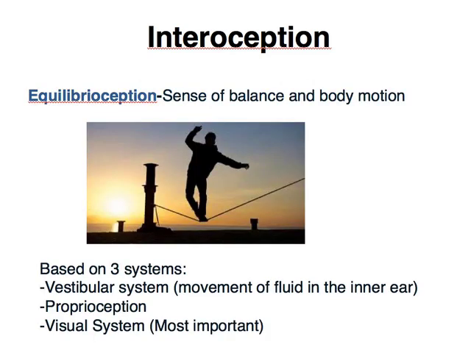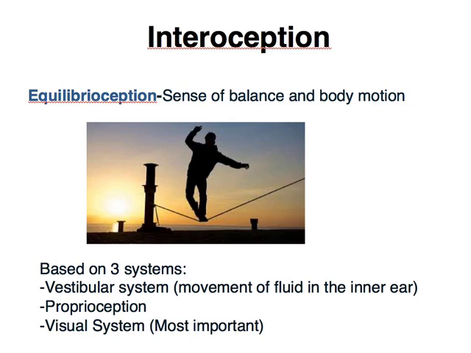We also talked about equilibrioception, which is another form of interoception. It's a sense of balance and body motion. So this is how we're able to remain standing up straight, or if we're walking on a high wire, we're able to stabilize ourselves. And it's based on three systems: the vestibular system, which is a movement of fluid in the inner ear, which tells us whether our body is in motion in one direction or another; proprioception, which is again the sense of where our limbs are in space; and the visual system, which is apparently most important.